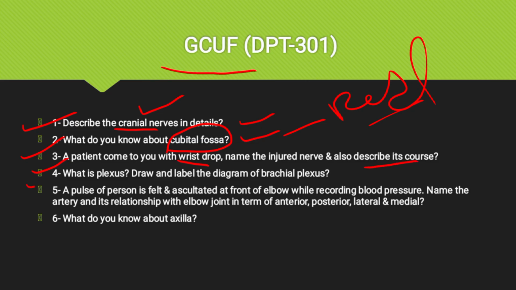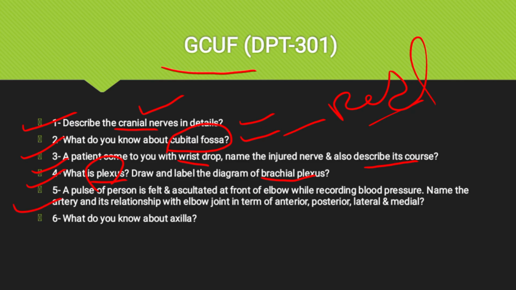The fourth question is: what is plexus? Plexus is a bundle of nerves. Draw and label the diagram of brachial plexus. There are many plexuses present in our body: cervical plexus, brachial plexus, lumbosacral plexus. In this question, what is plexus, and label and draw the brachial plexus.